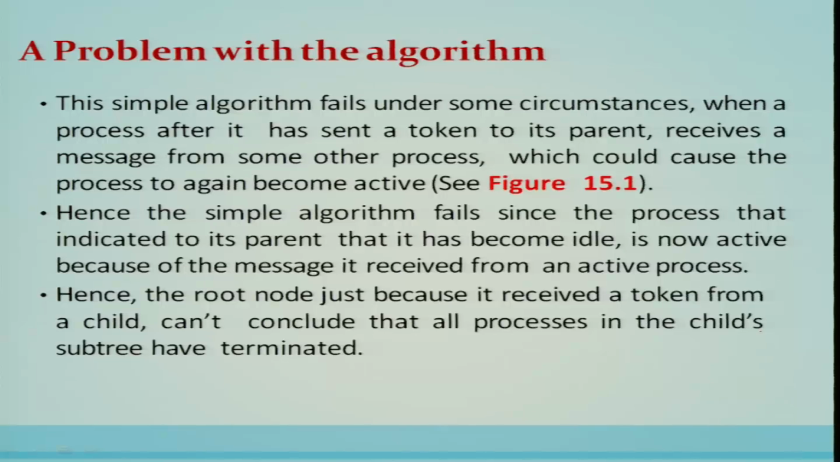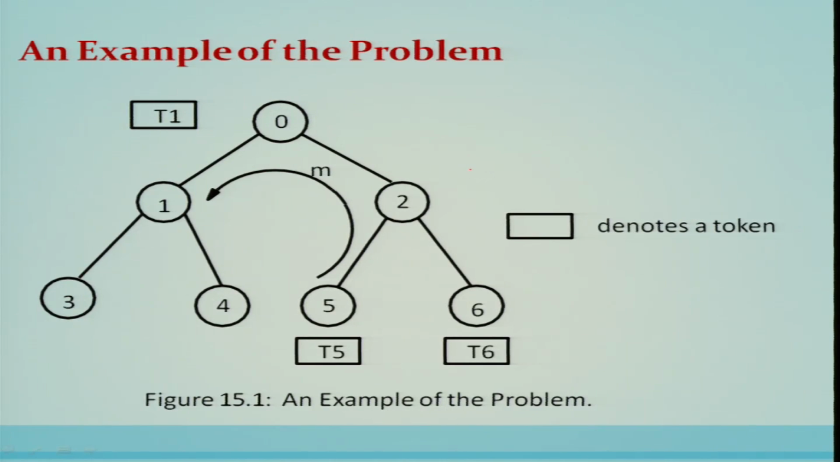Now, the problem exists in this particular algorithm. The simple algorithm fails under some situation, when the process, after it has sent a token to its parent, which indicates that that particular process is idle, again receives a message from some other process. So, once it has received a message from another process, the idle state will again go to an active state, but its parent knows that that particular process is idle, which could cause a false detection, and that is shown in figure 15.1.